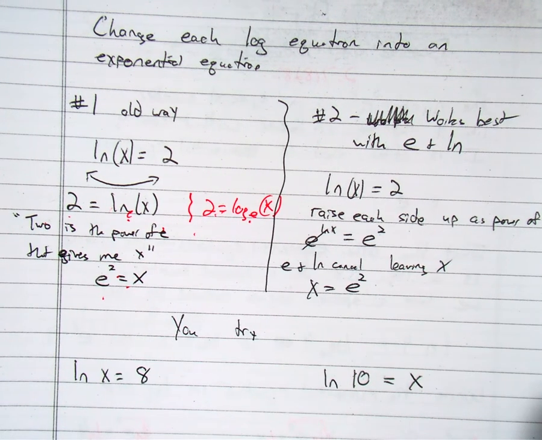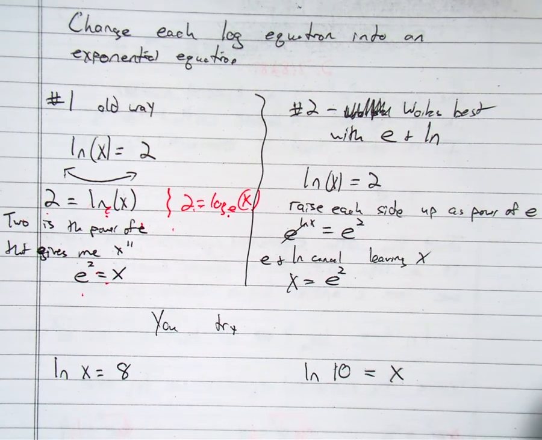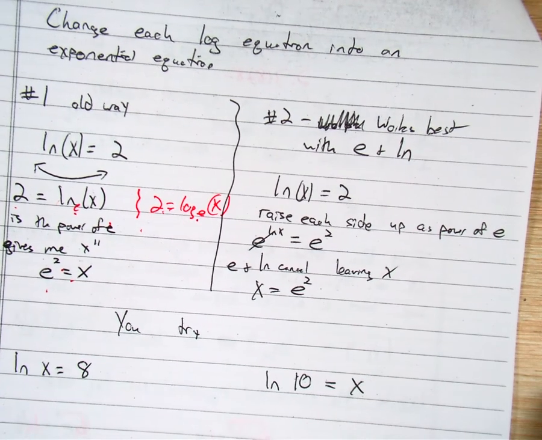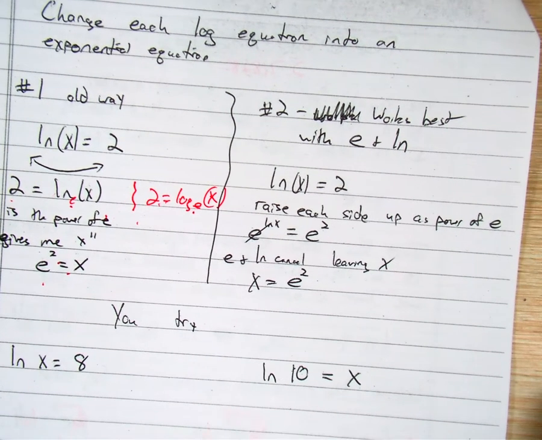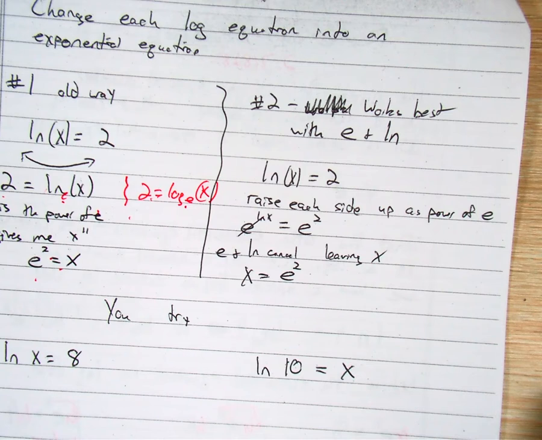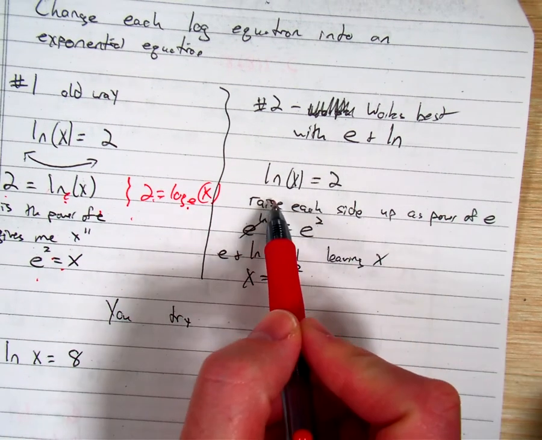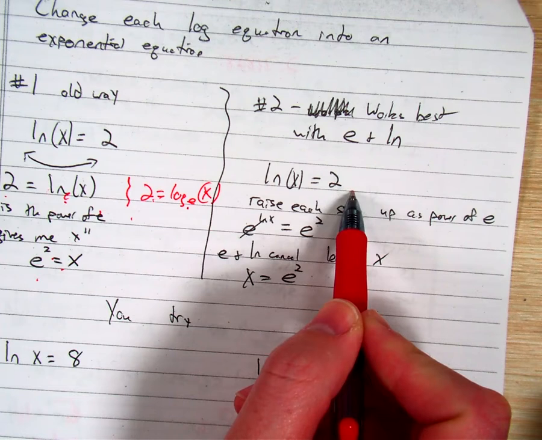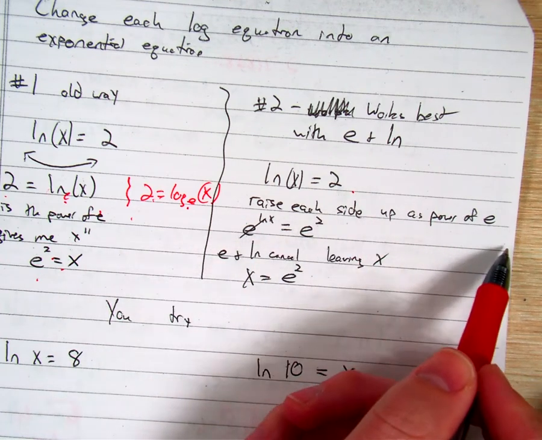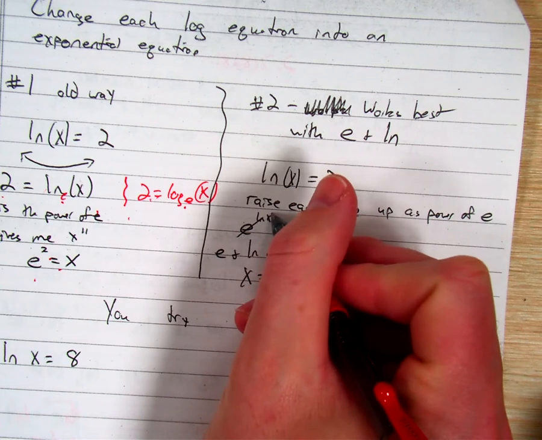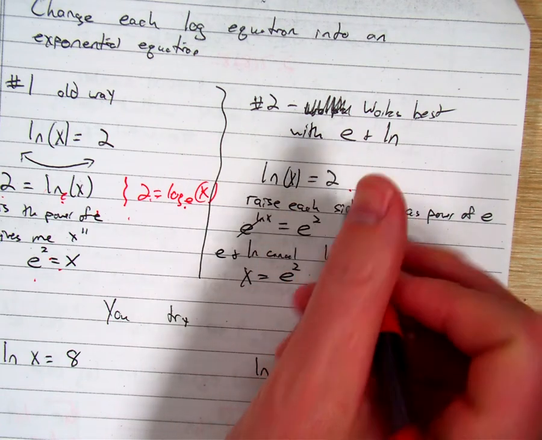The second way, and this really works better with e and natural log. I don't think we can go backwards and use it with our old ones. Okay, this really works best with e and natural log. If I have this, natural log of x equals 2, I can raise each side up as a power of e. Okay, e to the natural log of x equals e to the second power.